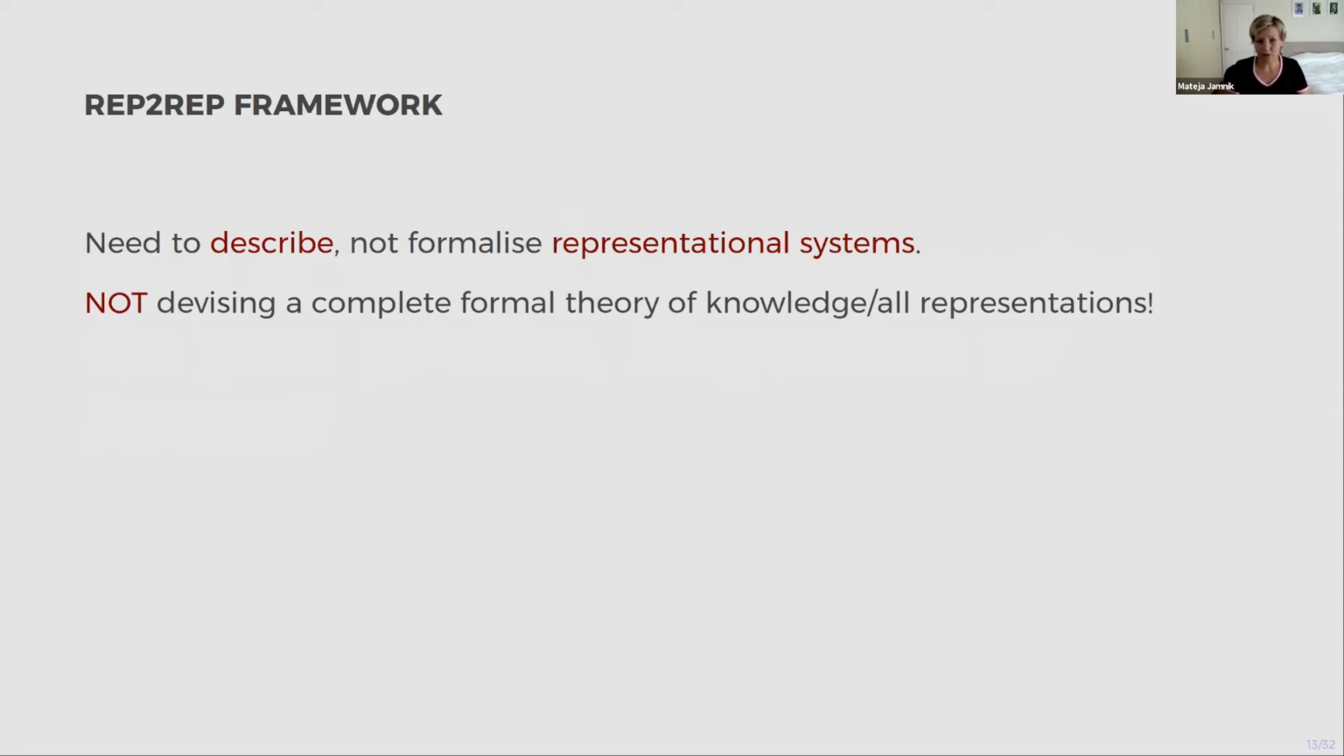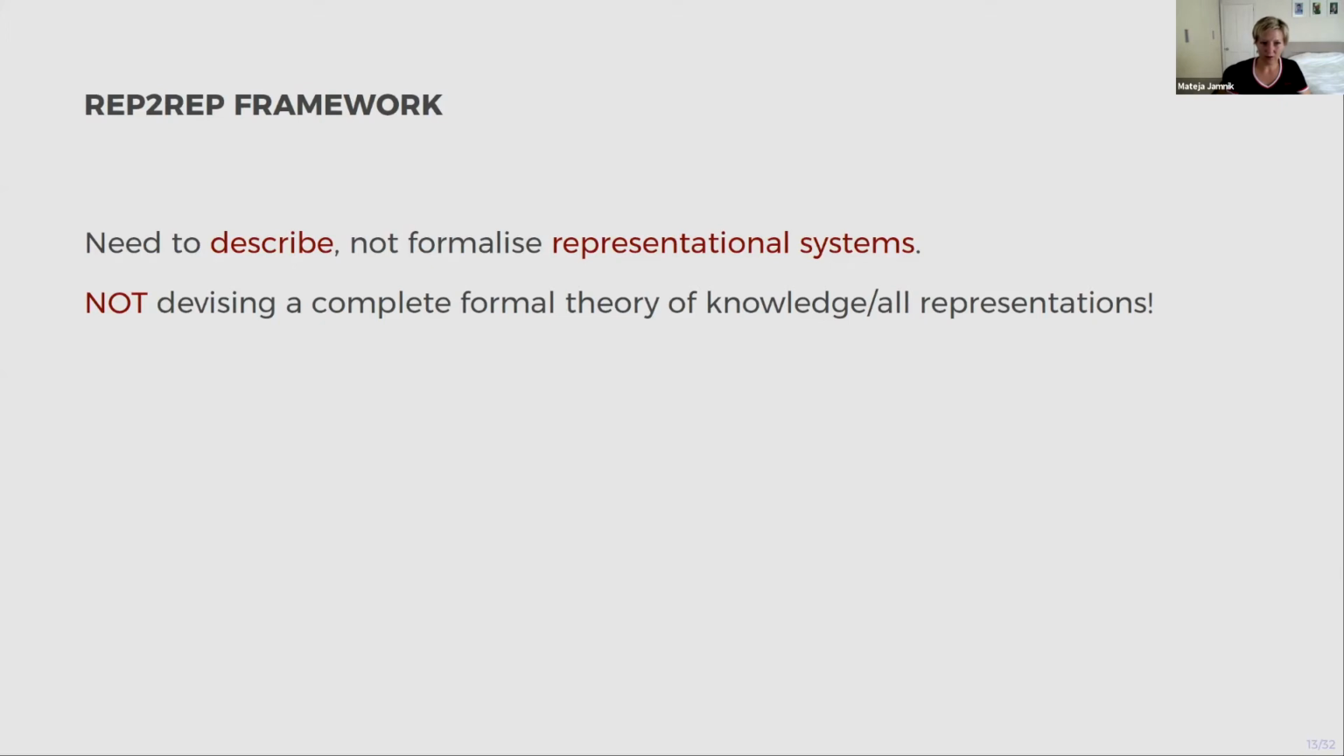And I should point out that even talking about representations is a very big open problem in artificial intelligence or in general. And so our approach is that we would like to describe representations, but do not have the requirement to formalize them in the logical sense, these representational systems. So we want to describe them in sufficient detail that it's going to enable us to make effective selections and choices when we're selecting our representation. So I should point out that we're not devising a complete formal theory of knowledge or of all representations, because that's completely intractable.